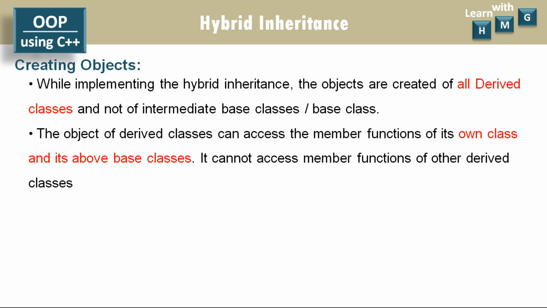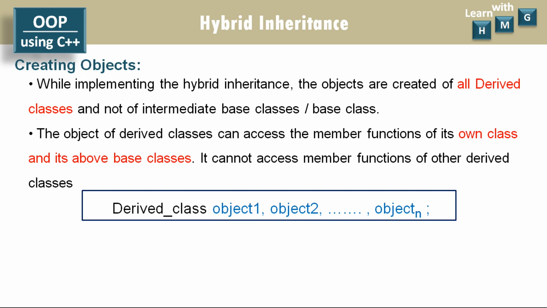It cannot access the member functions of other derived classes. If there are multiple derived classes, then the object of one derived class cannot access the member functions of other derived classes. So that is a restriction.